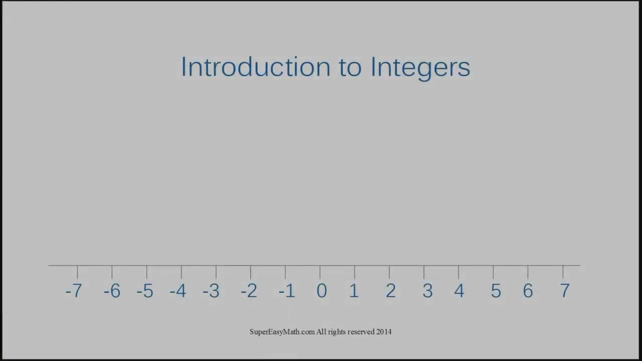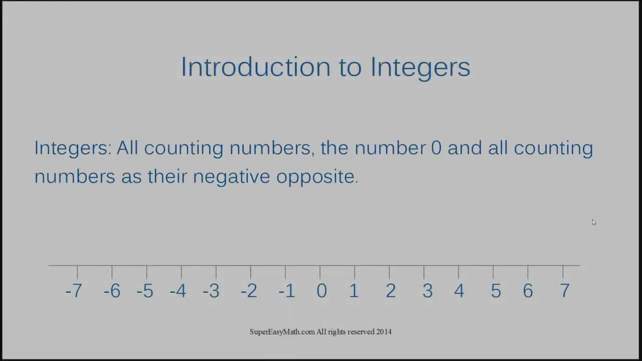Introduction to integers. Integers are all counting numbers, the number 0, and all counting numbers as their negative opposite. Counting numbers are literally the numbers that you learn to count with. So when you're a little kid, like maybe a baby, and your mom or somebody is teaching you how to count, and you go 1, 2, 3, 4, those are the counting numbers.